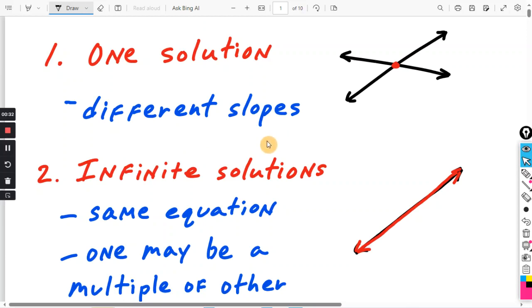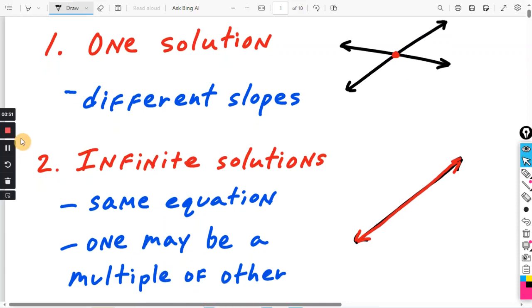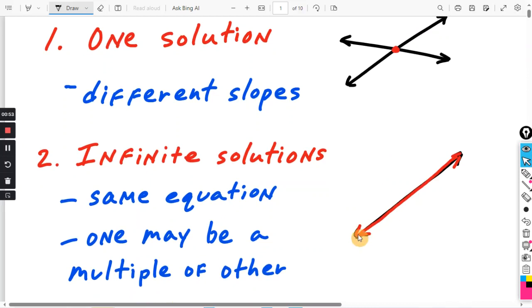Now, we're only dealing with equations here, not graphs, but graphically, this is what it would look like. The 2 lines have different slopes, and that point of intersection is the solution. If it's infinite solutions, it's going to be the same equation, and one equation may be a multiple of the other. Graphically, it's the same line on top of itself. But we're not dealing with the graphs at all, just the equations.